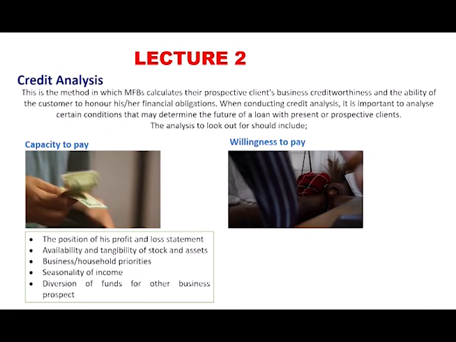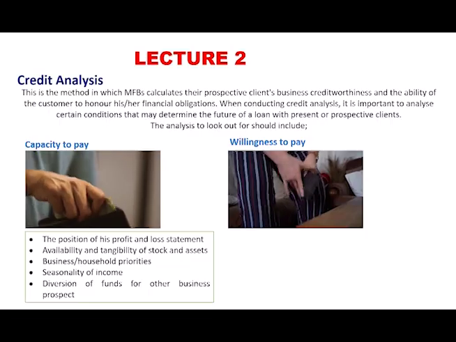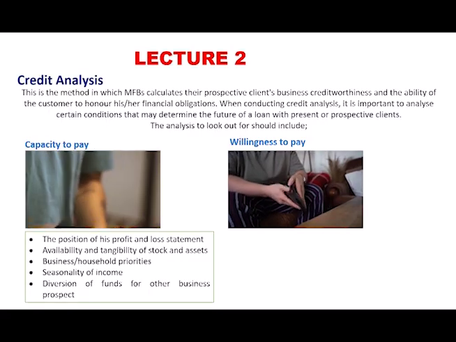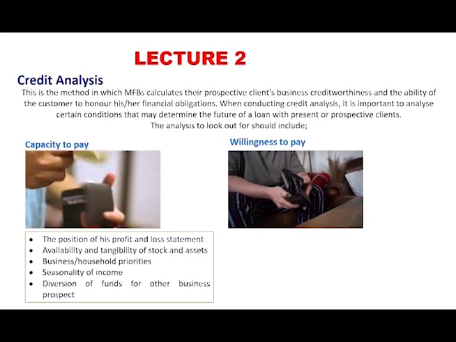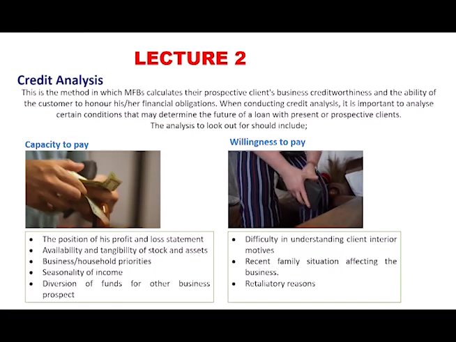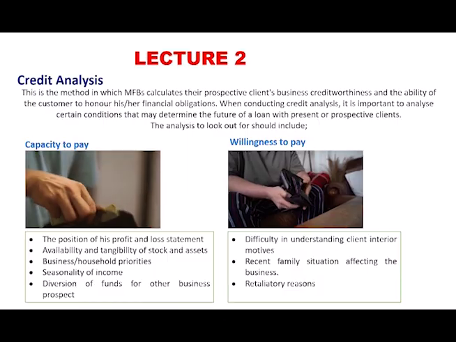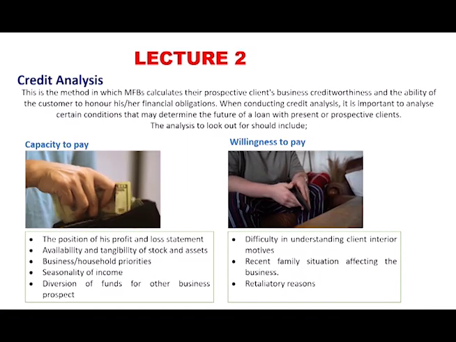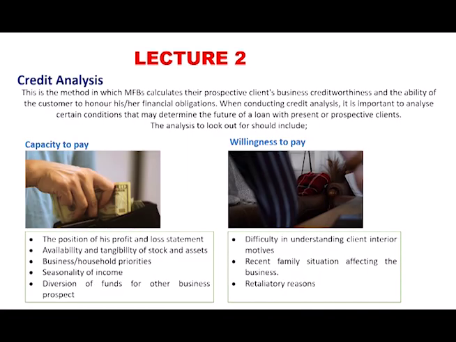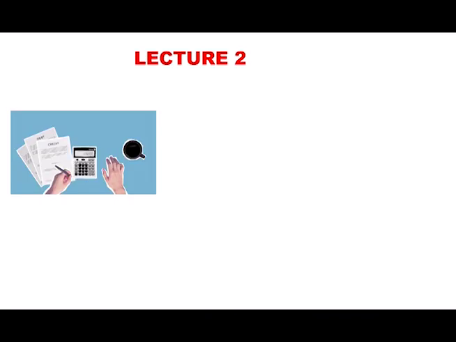2. Willingness to pay, the will to meet up with payment obligations even when the client has inadequate means to do so. Character can cloud a customer's decision to pay her loan obligation promptly. Factors that influence customer character include difficulty in understanding client interior motives, recent family situation affecting the business, retaliatory reasons.